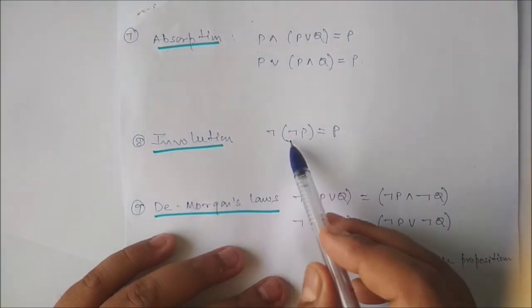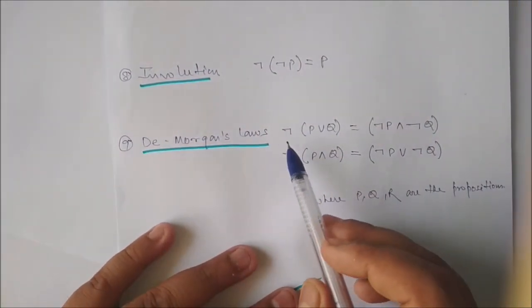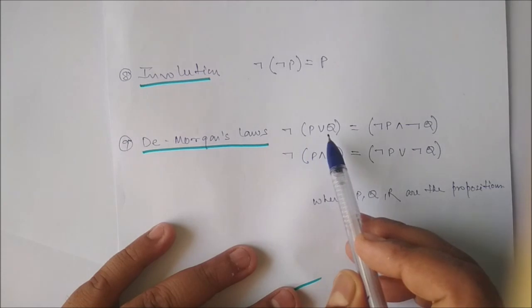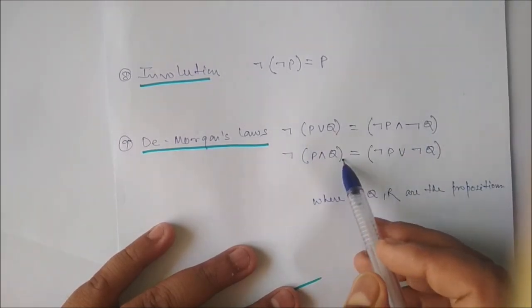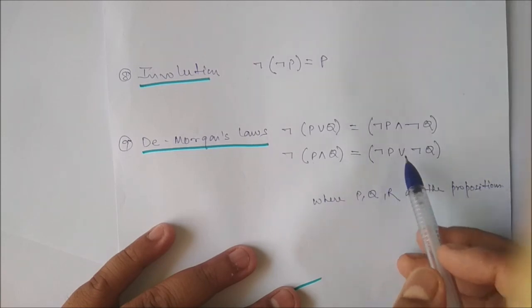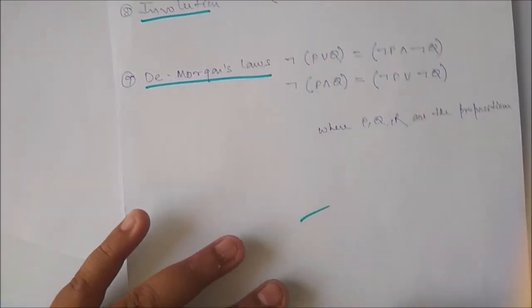Involution: not not P is equal to P. And definitely De Morgan's laws: not (P or Q) is equal to not P and not Q, and not (P and Q) is nothing but not P or not Q, where P, Q are propositions. So that is the end of this particular video.